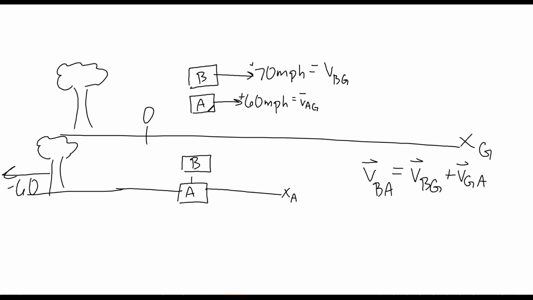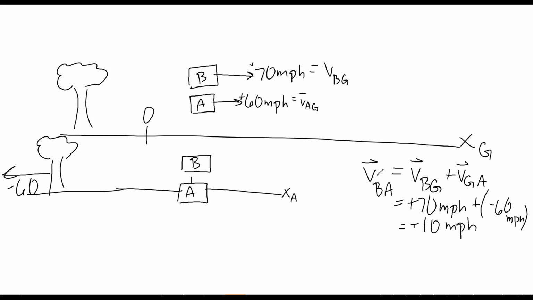Because if you're driving 40 miles an hour east, then the store on the side of the road looks like it's traveling 40 miles an hour west. And that's the idea. So this is actually negative 60. And so we've got plus 70 miles an hour plus a minus 60 mph. And so we get what you might have expected, which is plus 10 miles an hour.